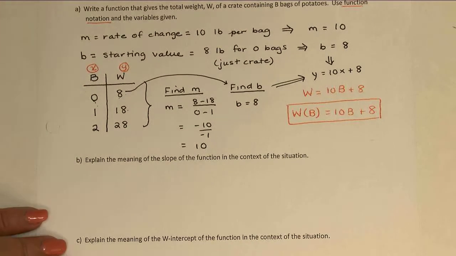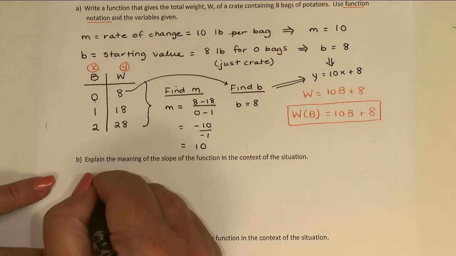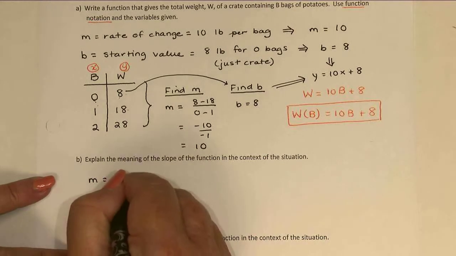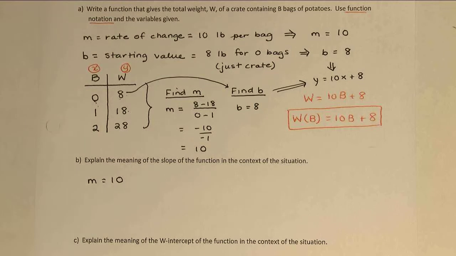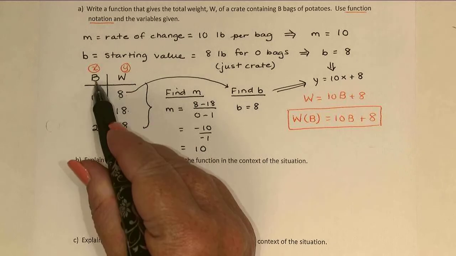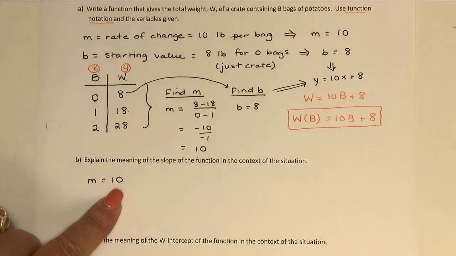Okay, the second part of this problem, explaining the slope. The slope was 10. And in this case, the wording that you need is literally given to you in the problem. It's the rate of change of weight with respect to bags. The weight increases by 10 pounds per bag of potatoes.